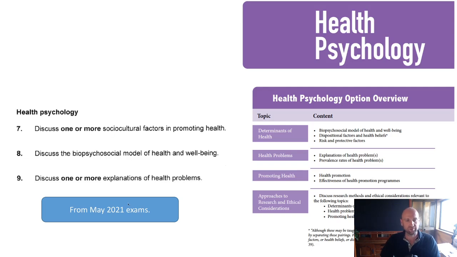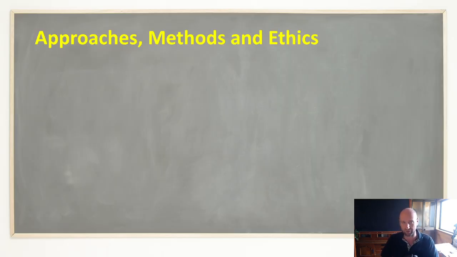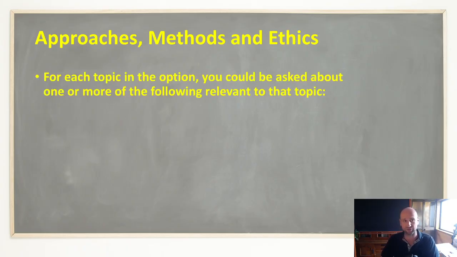So this is taken from May 2021, and here are the 3 questions. And we can see when we align this with the overview of the health psychology option, 1 question comes from Determinants of Health, and this is a content point on the biopsychosocial model. Another question comes from the health problems topics, and another question comes from the promoting health topics. So it's never going to be the case that you'll get 2 health problems questions, 1 determinants, and they won't ask you about promoting health. You're guaranteed 1 from each topic. I can't stress that enough because it becomes really important for a reason I'm going to explain shortly.